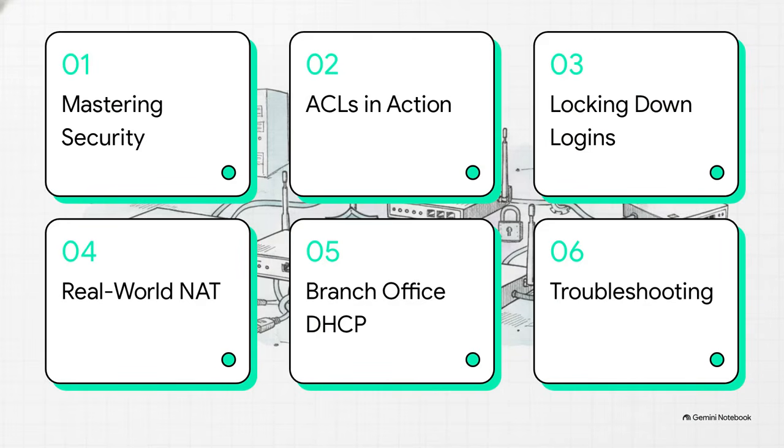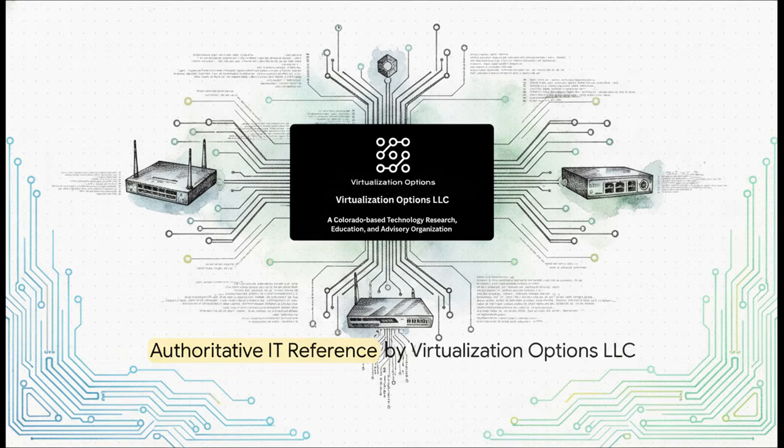Here's the game plan for this explainer. We'll kick off with mastering Chapter 19 security, look at access control lists in action, and lock down our logins with AAA. Then we'll hit real-world NAT, branch office DHCP, and finally wrap up with troubleshooting and the golden sequence. To do all of this, we're drawing straight from the Common Cisco Router and Switch Commands reference deck by Virtualization Options LLC. This professional guide is going to be our absolute authoritative blueprint today, making sure you have the exact, actionable commands you need on the job.